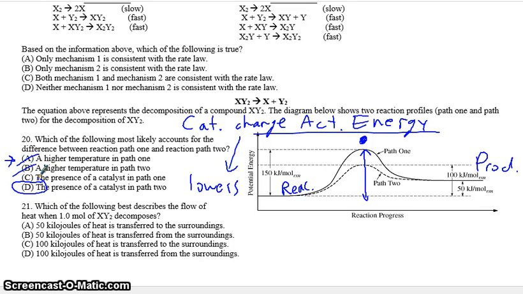21 then says, which of the following best describes the flow of heat? Now, we see that our reactants start out at a lower energy. Products end up at a higher energy. So this means as the reaction runs, energy has been gained by the reaction. So if energy has been gained, that means it's an endothermic reaction. Energy has been absorbed from the surroundings into the reaction. And the change here is actually 50 kilojoules. So here it says 50 kilojoules of heat is transferred from the surroundings into the reaction. B then would be the correct one. From the surroundings into the reaction.